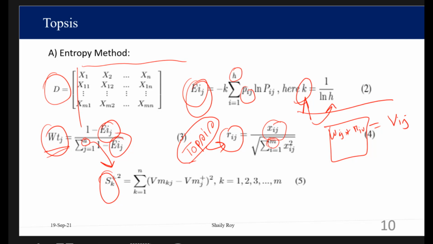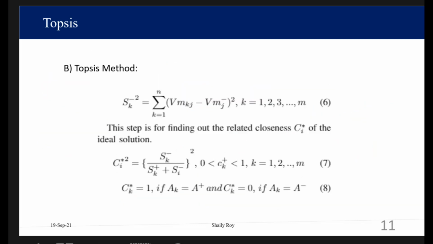Vmkj stands for the matrix value of Vm, positive j means the value of positive attribute j, and Vm minus means the negative attribute j. Here you can see the equation where the positive Sk is calculated. Similarly, the negative Sk is calculated based on this equation where Vmkj and Vm minus j is already explained.